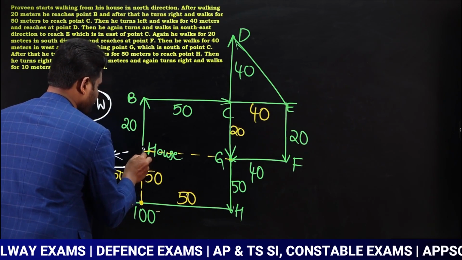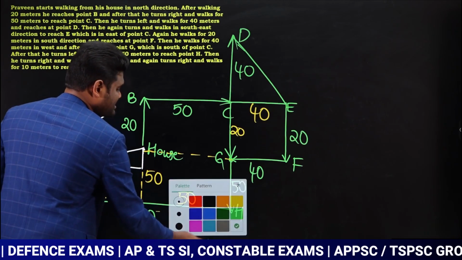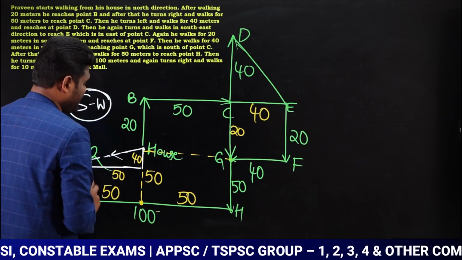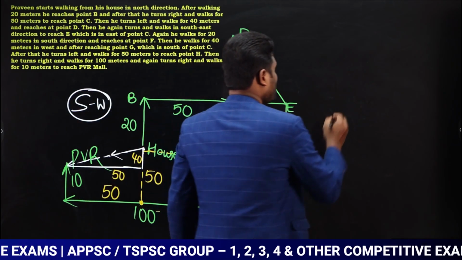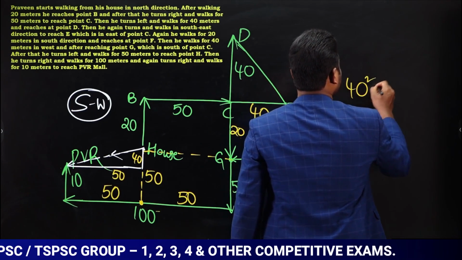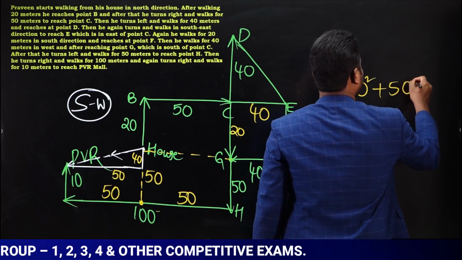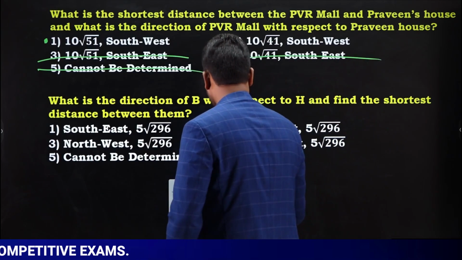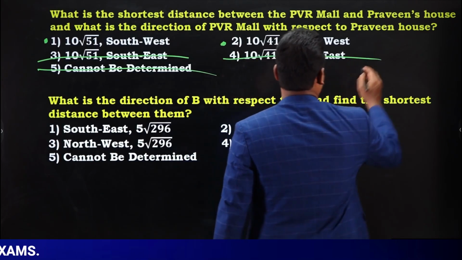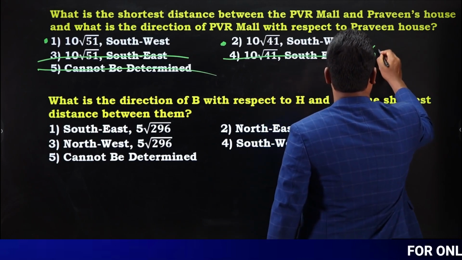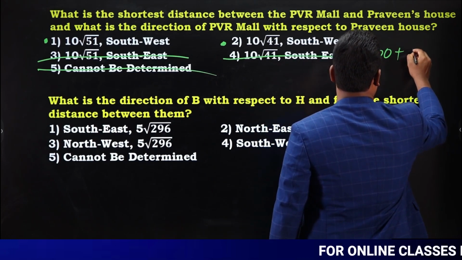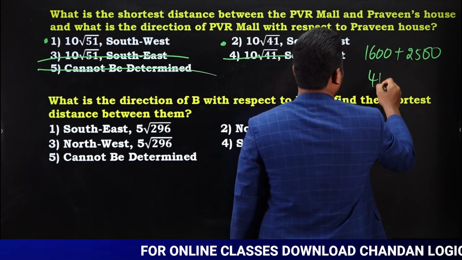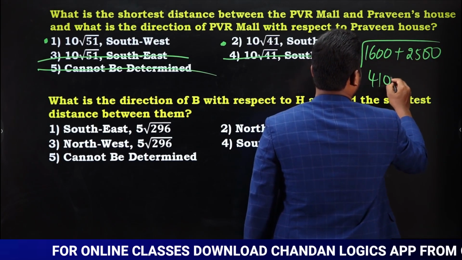So if you observe, one side is going to be 40. This is 40. This is 50. Now apply Pythagoras theorem. 40 square plus 50 square. 40 square is going to be how much? 1600. Next, 50 square is going to be how much? 2500. When you add both of them, it is going to be 4100.